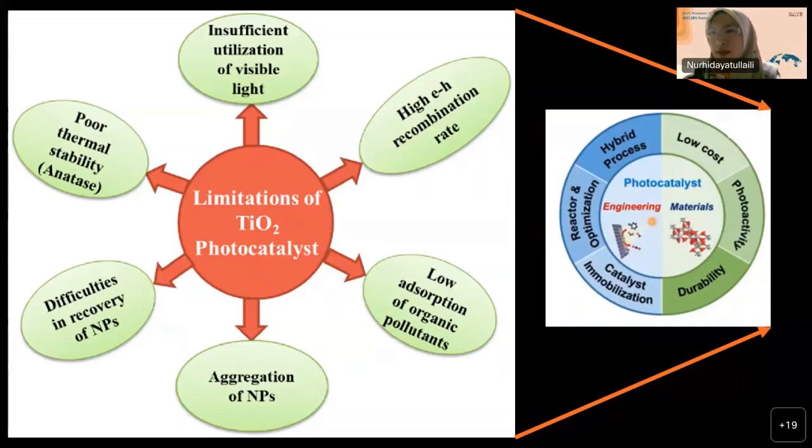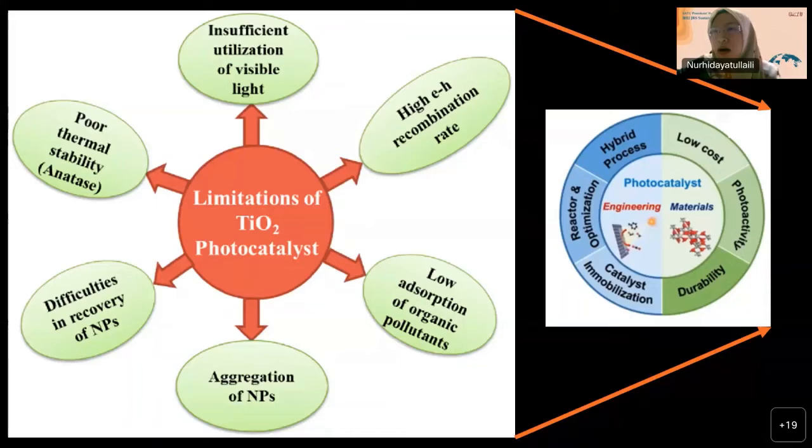And regarding nanoparticles, as everyone knows, when we reduce the particle size of a metal oxide or any type of material, the surface area will increase and the activity of the catalyst will increase correspondingly. But we have a problem with aggregation, meaning that the nanoparticles tend to agglomerate in their nano-size dimensions. And the next one is difficulty in the recovery of nanoparticles, since they are nanoparticles, so the common filtration systems are not able to recover this type of nano-dimension material. And there is poor thermal stability, because the anatase crystalline phase of TiO2, which is responsible for photocatalysis, has poor thermal properties.